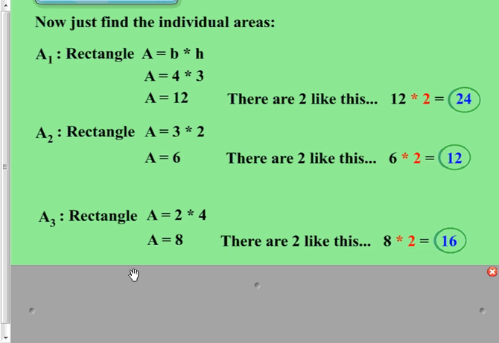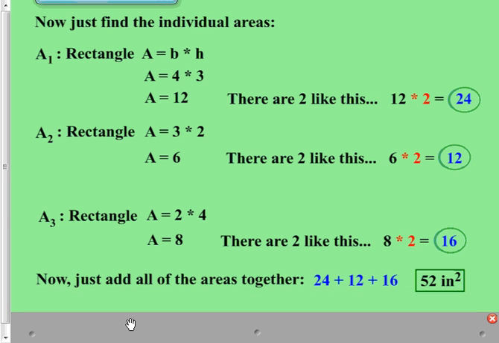Now that is 6 different polygons that have been accounted for. 2 rectangles, then 2 more rectangles, then 2 more rectangles. That's 6. There were only 6 sides in the polygon, so we should have it all taken care of. Now all you have to do is combine all your areas. You take your 24, you take your 12, you take your 16, you add them all up, and that is 52. Okay, and it is 52 square inches.